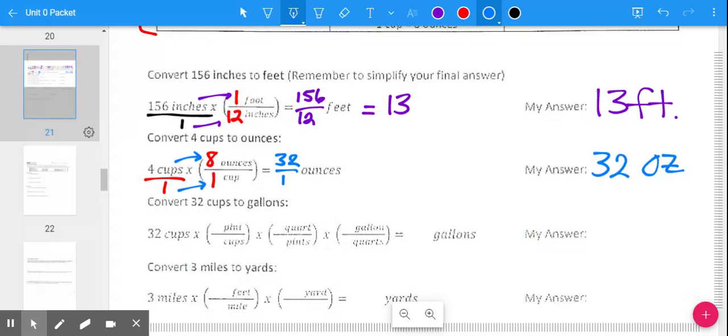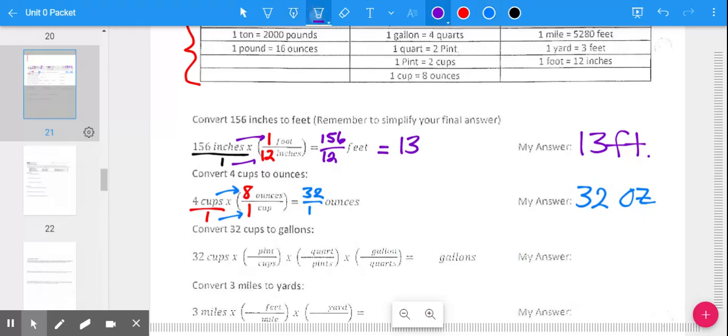Those one-step conversions are a little bit easier than what's coming next. So we have these multi-step conversions. It says convert 32 cups to gallons. Again, referencing up top, we know pints and cups. 1 pint is 2 cups. So we say 1 pint is 2 cups. The next one compares quarts to pints. So 1 quart is 2 pints.